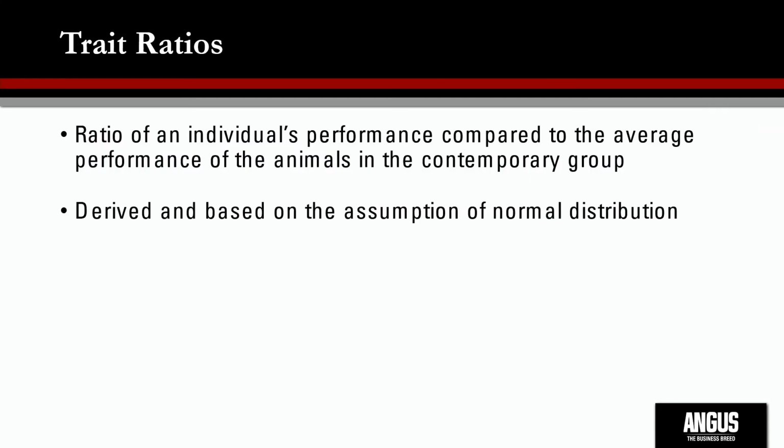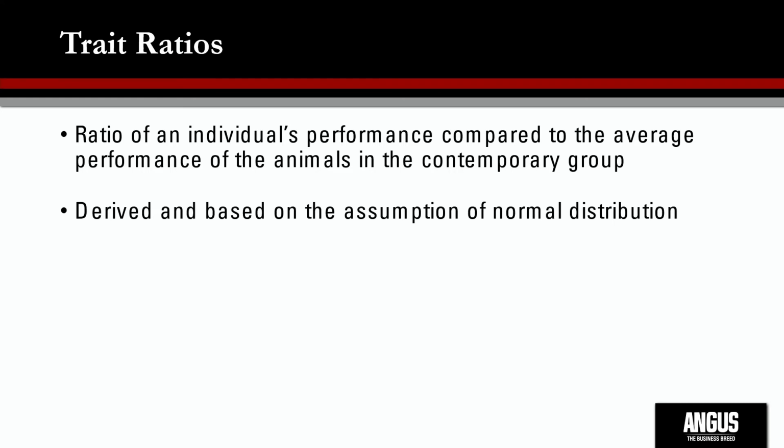So let's change gears just a little bit and think about our trait ratios. You're all very aware, a ratio is really just looking at the animal's individual performance compared to the average of the group, okay? And so these trait ratios have value within the contemporary group or within a herd, where we're comparing relative performance, but that's the extent of really where ratios go. It's also important to understand that ratios were derived and based on the assumption of a normal distribution.